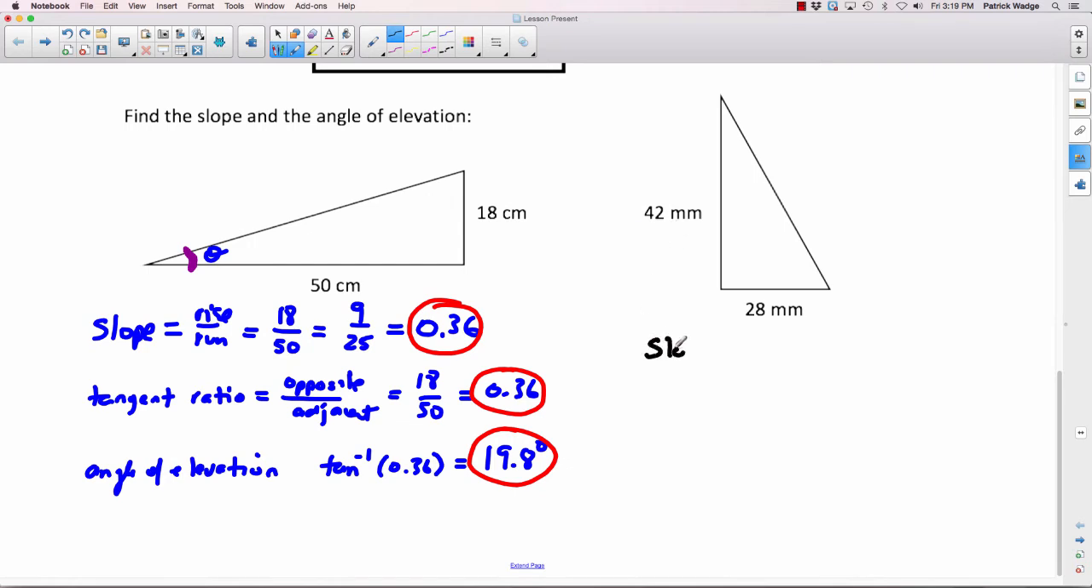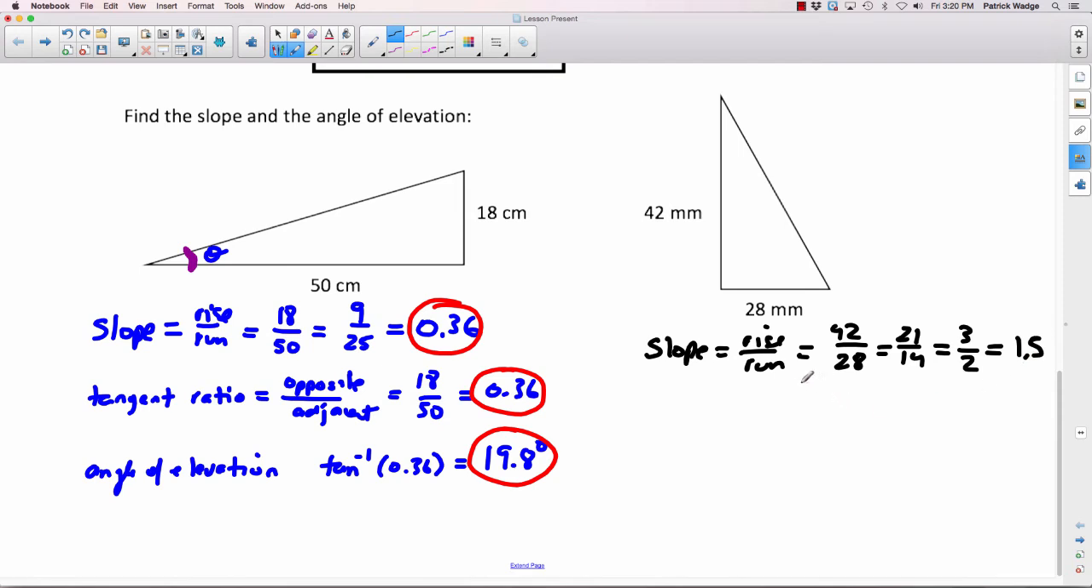So the slope is equal to rise over run. The rise is the up and down amount, that's 42. The run is the sideways amount, 28. You could divide those both by 2 and get 21 over 14. Oh, actually, you could have divided them both by 14. I didn't recognize that, but I now recognize I could divide both of these by 7. So I get 21 divided by 7 is 3, and 14 divided by 7 is 2. So I get 3 over 2, which is actually equal to 1.5.